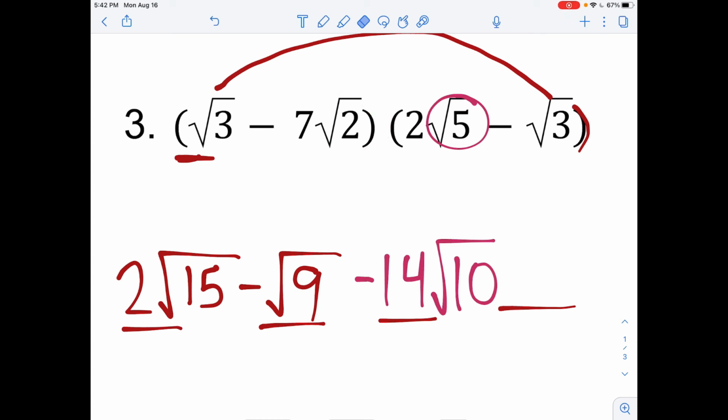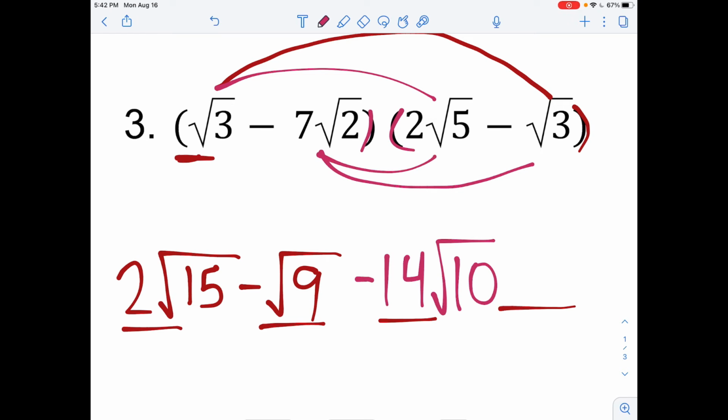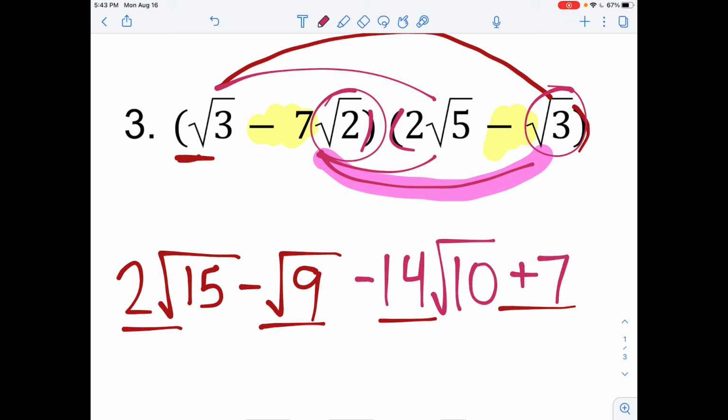All right, my final thing I'm doing is taking this one times this one. So remember what we just did is we FOILed all the way across. And this thing highlighted in pink is the last one I'm doing. So I have negative 7 root 2 times negative root 3. So what are my coefficients? I'm going to highlight them in yellow. Negative 7 and negative 1. That is positive 7. Then I take my square roots. So root 2 and root 3, and I get root 6.